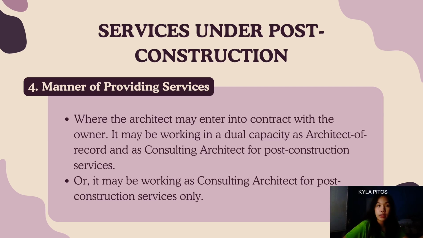Fourth one is the manner of providing services. This is about a client and an architect going into contract, and there will be two possible ways that they will have to agree on, especially towards the architect. First possible way before going into contract is that an architect may work in a dual capacity. By dual capacity, this is about being a consulting architect for site and physical planning services, and also being the architect of record. And the second possible way is that there will be no dual capacity, but the architect will only work as a consulting architect for site and physical planning services.